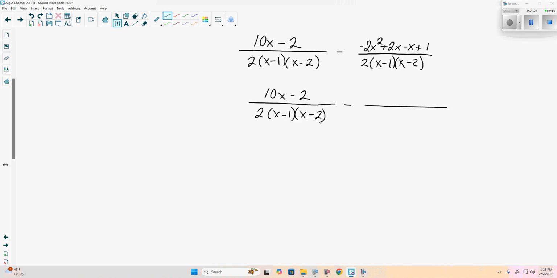Nothing really we can do with it. It's just 10x minus 2. The only thing we can do with it is factoring, but that's not going forward. That's going to be going backwards. The other side, we can combine like terms. We'll still have the negative 2x squared. But our 2x minus x is going to be plus x plus 1.